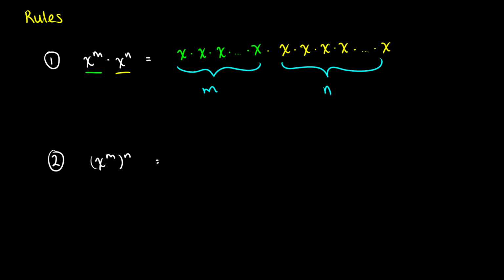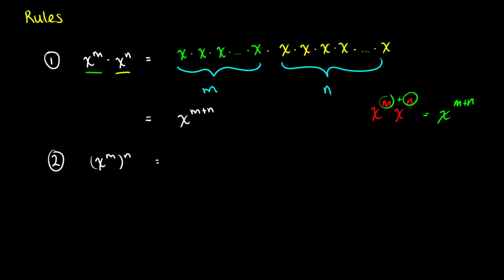So how many times is x being multiplied by itself? Well, there's m x's multiplied by n x's. So what we have here is actually x multiplied by itself m plus n times. So x is multiplied by itself m times, and x is multiplied by itself n times. That gives us x to the m plus n. So a nice way of remembering this is that if you have the same base with different powers, then you just take the two powers and you add them together. So that gives us x to the m plus n.